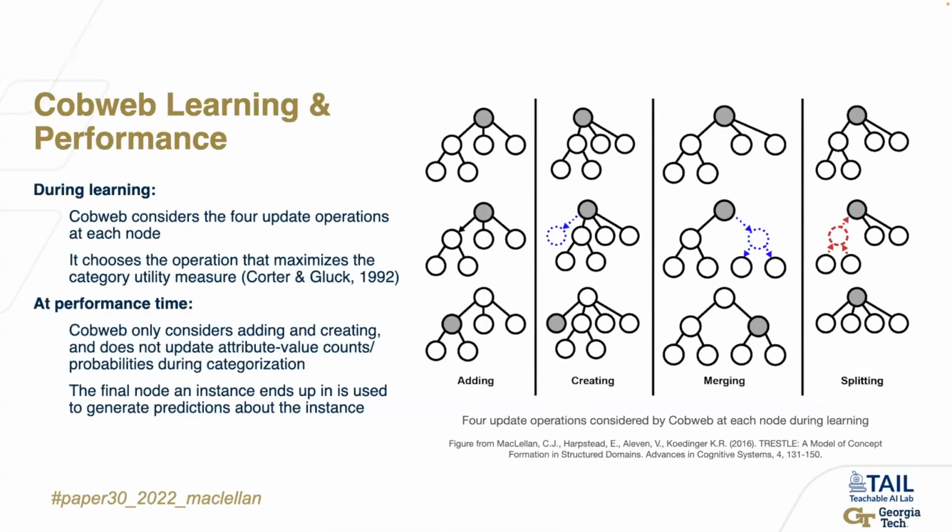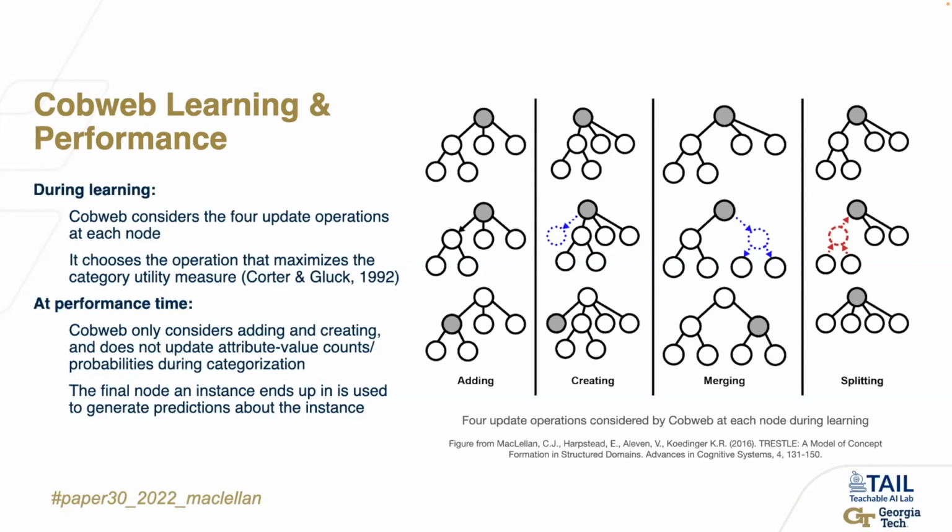So at each node in the categorization process during learning time, Cobweb considers 4 update operations, which I've shown here. It considers adding the instance to one of the existing children. It considers creating a new child. It considers merging 2 of the children and adding to the merged node. And it considers splitting one of the nodes and promoting the children and then repeating the process at the current node.